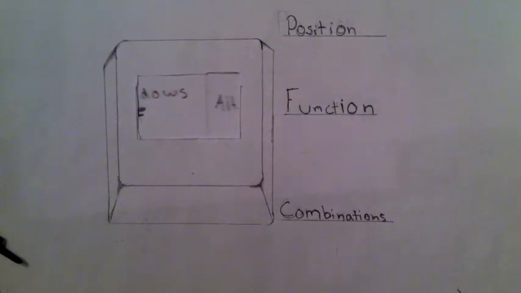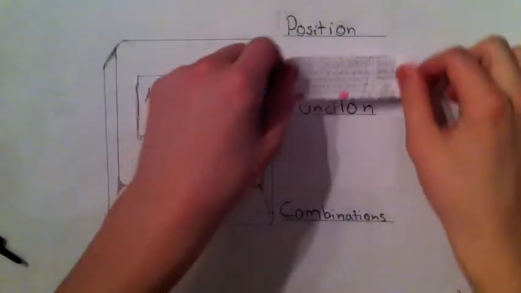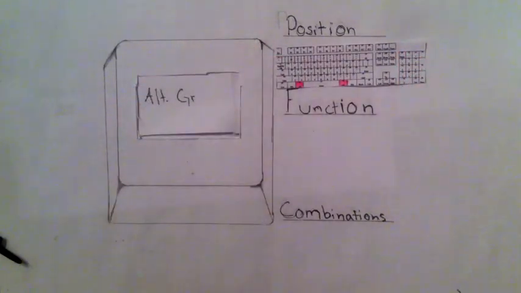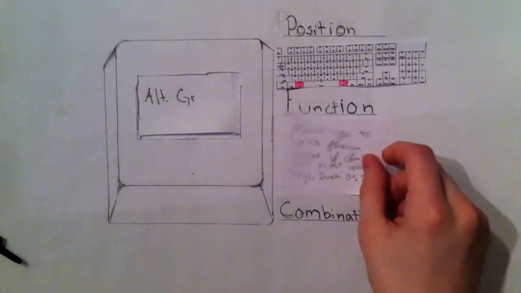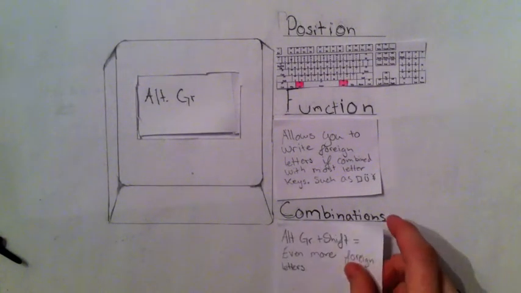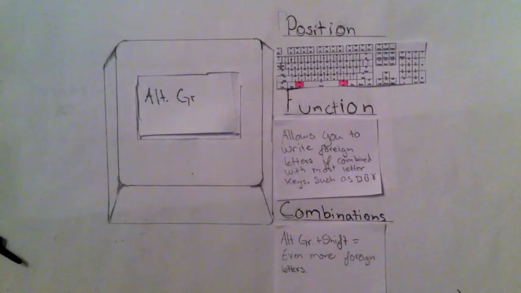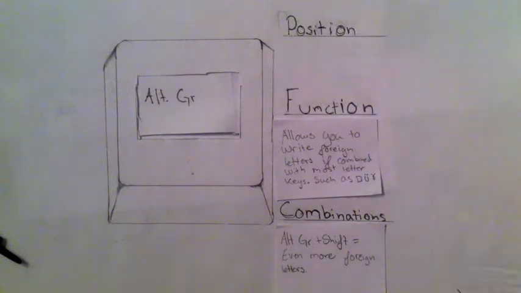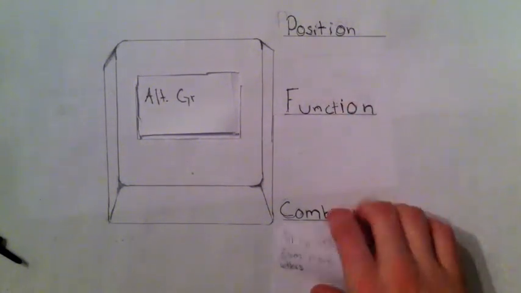Next, we have the Alt-GR key, which also is located on both sides of the spacebar and between the Windows key on each side. This key allows you to write foreign letters and is done by simply holding it down while pressing any other keys with a letter or number on it. Sometimes you may not find the foreign character you're looking for, but fear not! By holding down Alt-GR and Shift, you can access even more foreign letters.